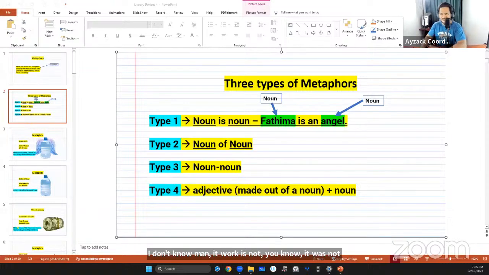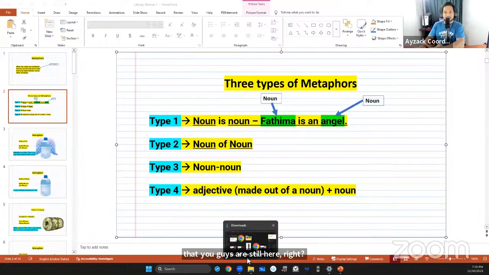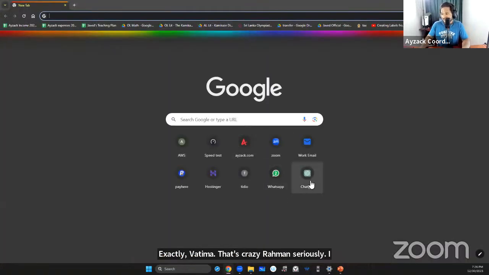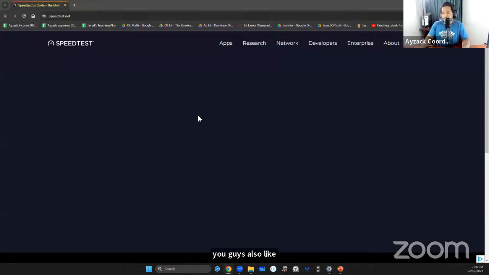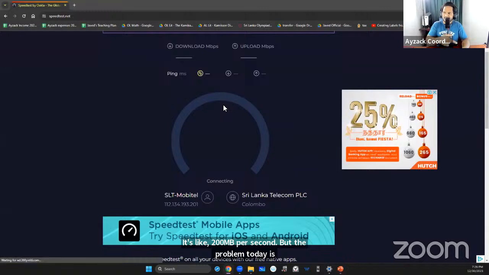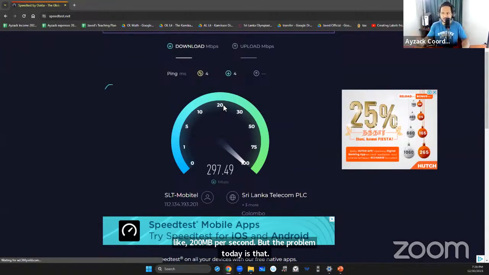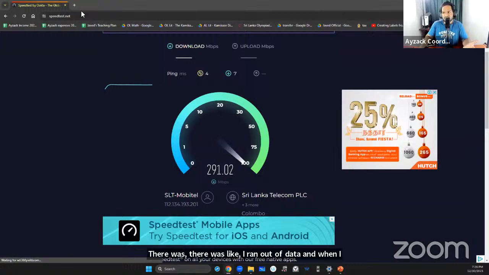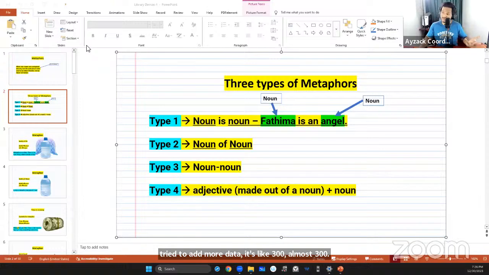Javed never gives up. And again, I'm happy that you guys didn't give up also, that you are still here, right? Exactly, Fatima. That's crazy, Rahmat. Seriously, I usually don't have any network problems. My network is really fast, man. It's like 200 megabytes per second. But the problem today is that I ran out of data. And when I tried to add more data, it's almost 300, dude. That's crazy, right? But it was not allowing me to, which is so unfortunate. But Javed sir never gives up.